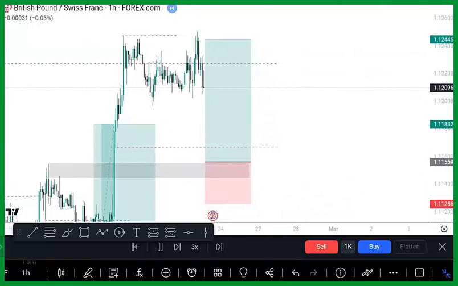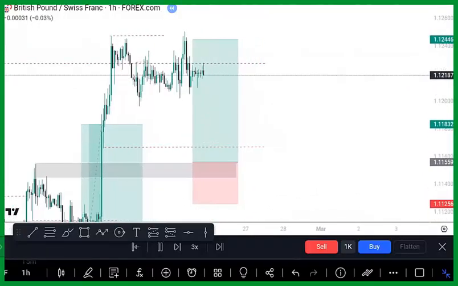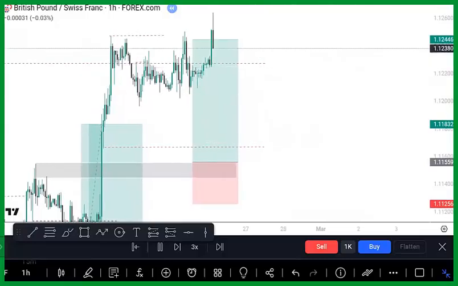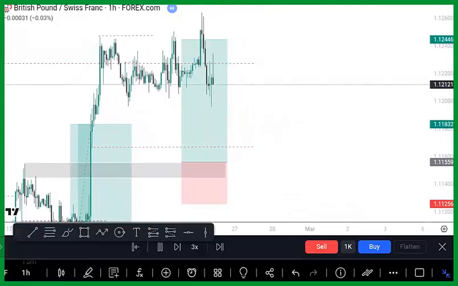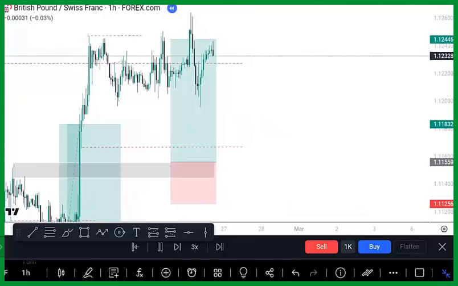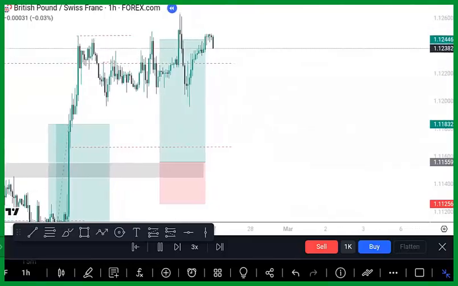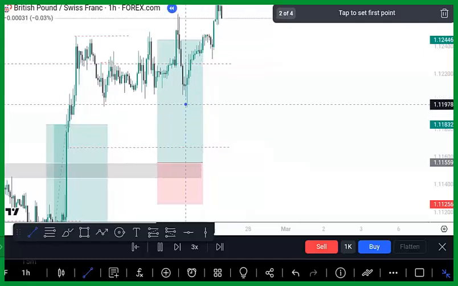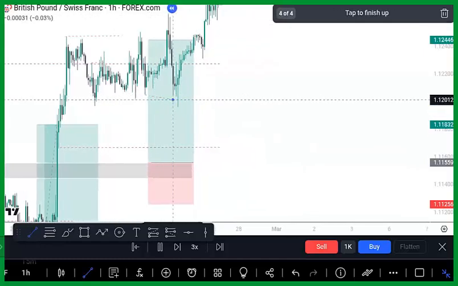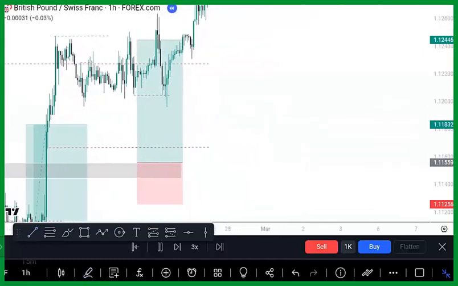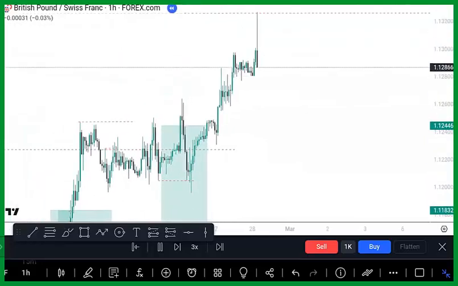Okay. I am still looking to see if I'm going to get a sweep and break. Yeah. The break is not a clean break, it's a rejection. So you want to be careful and conscious of how these breaks happen. You see, that's not a break, that's also a sweep. Okay. So we have left that area.